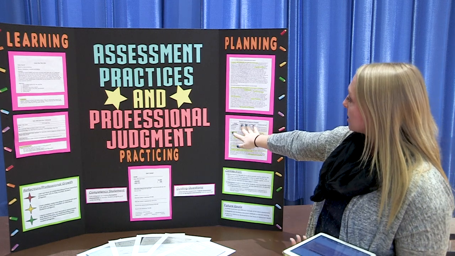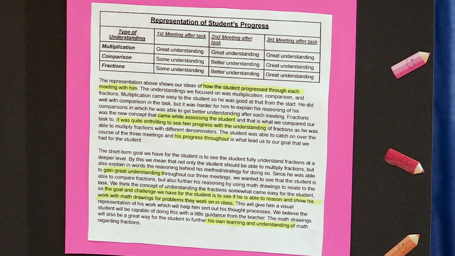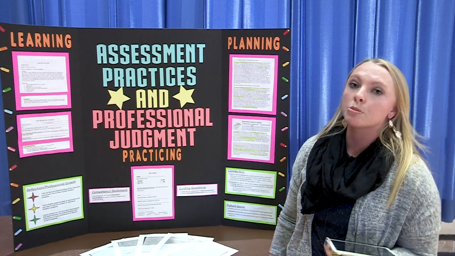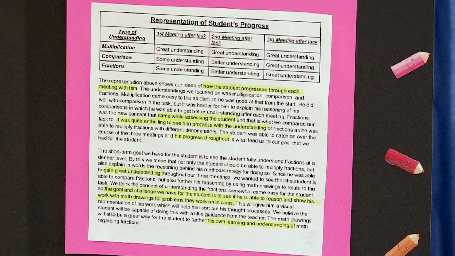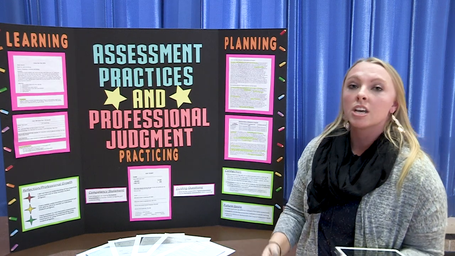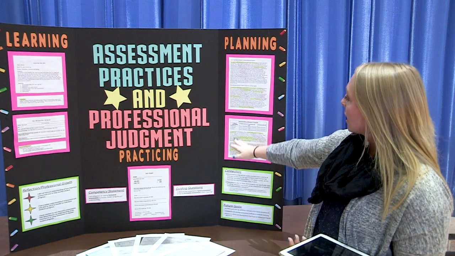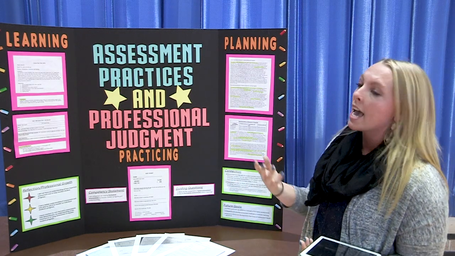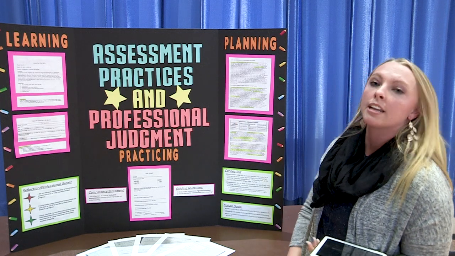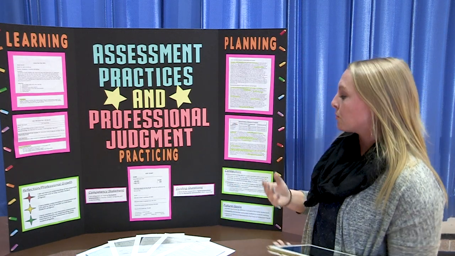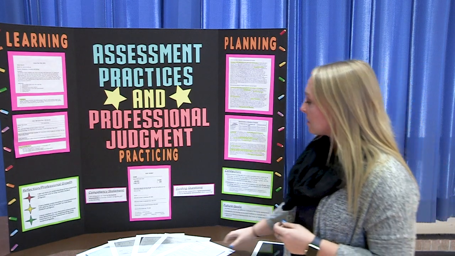Down here, my representation of student progress, we originally started with a math task where he had to show understanding of multiplication, comparison, and fractions. We used the representation of student progress by showing that he had a great understanding at the beginning of the very first task, and then he also kept that understanding throughout. With comparison and fractions, those were the new skills that he was learning, and he showed some understanding at the beginning, and then throughout the tasks, he showed better understanding than great understanding. So we were able to use his formative assessments to show that progress.